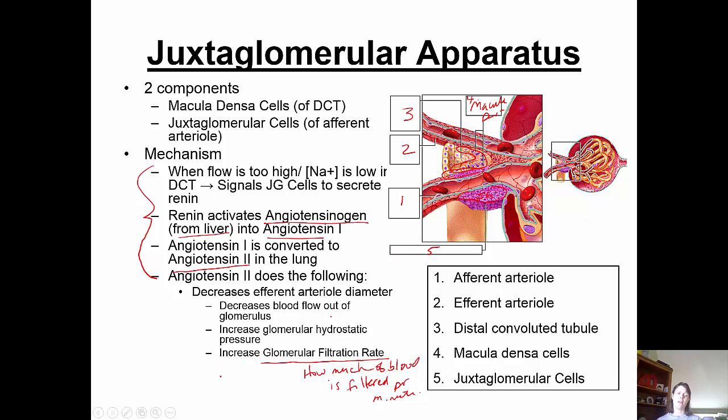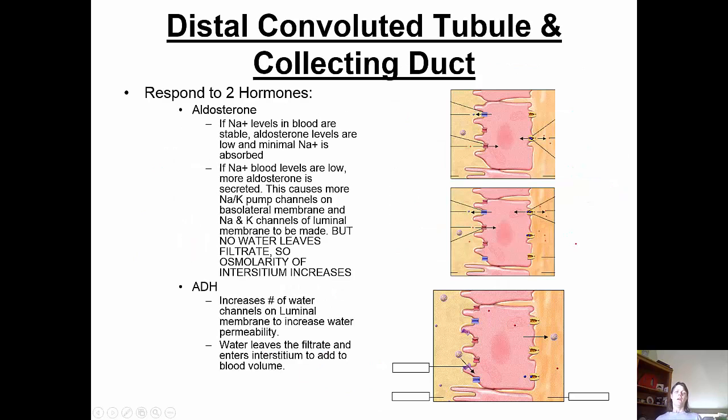What I would like you to recognize is that this renin from the kidney is going to help control how much of the blood is filtered at any given time. The other two hormones, aldosterone and ADH. ADH is called anti-diuretic hormone. It's also known as vasopressin, but usually ADH is the more common way to talk about it.